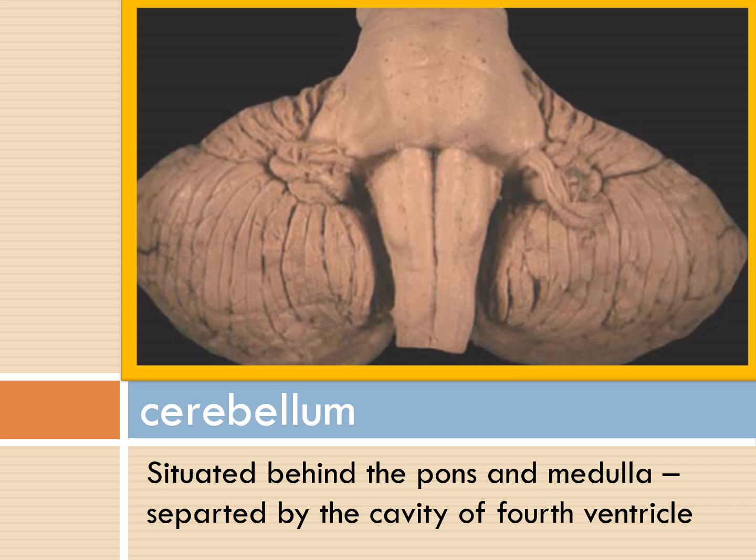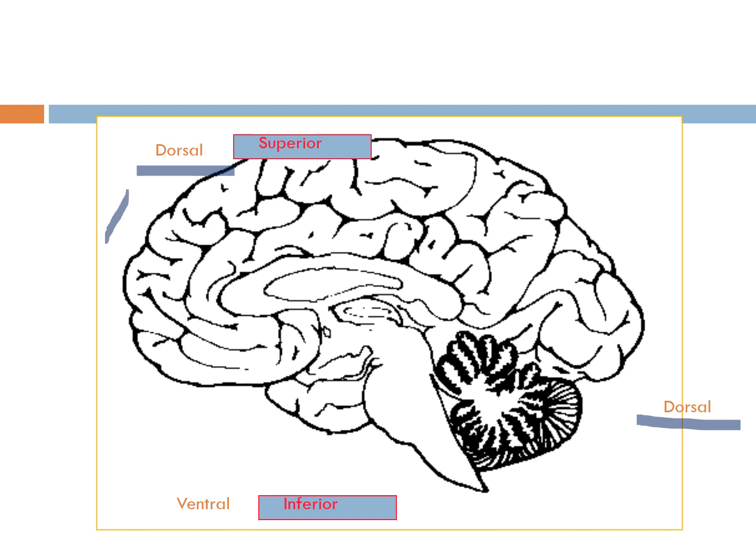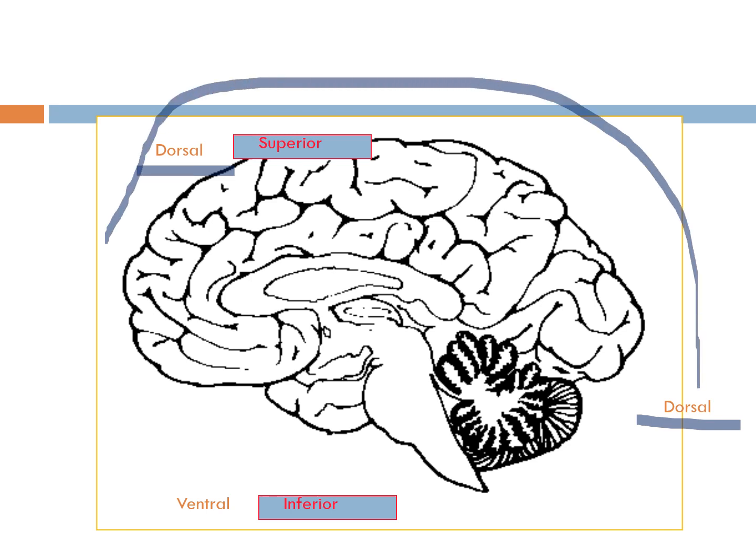So this is separated from the pons and medulla by the cavity of the fourth ventricle. This is related to the pons and medulla but separated by the cavity of the fourth ventricle. So this is how we have to understand which is dorsal. This is dorsal and superior. This both parts will be dorsal, here will be the ventral, and this will also be the superior and inferior.